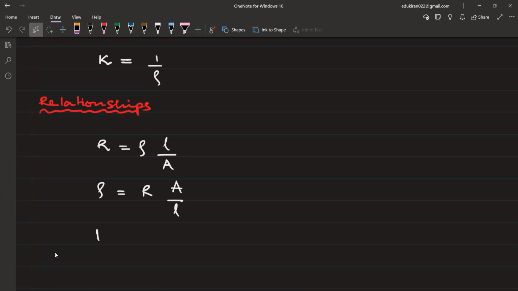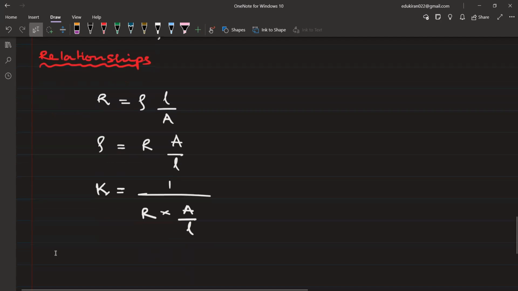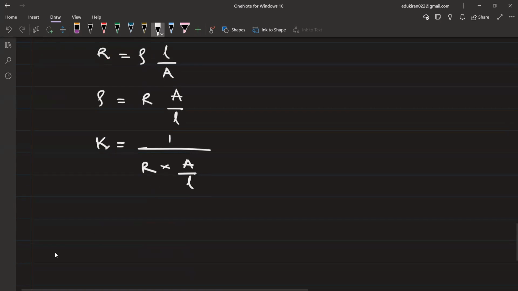Now, what will be kappa? Kappa will be equal to 1 upon rho. So this will be 1 upon R into A by L. R into A by L is equal to resistivity, right? So conductivity is the reciprocal of resistivity. Then we can segregate this to 1 upon R into L upon A. You are going to get L upon A.